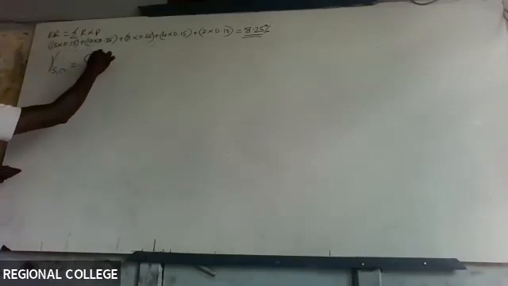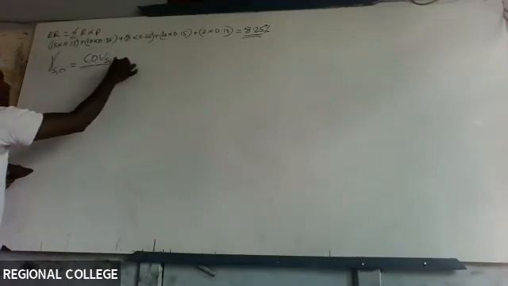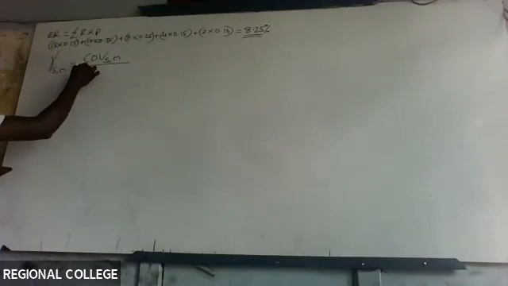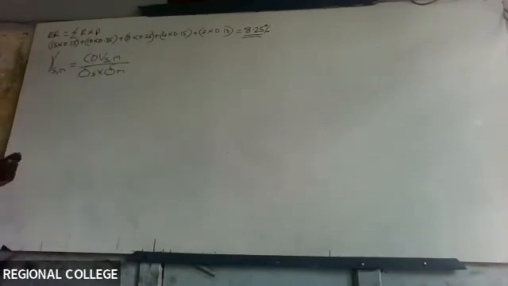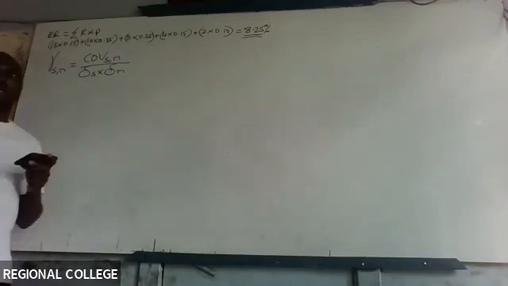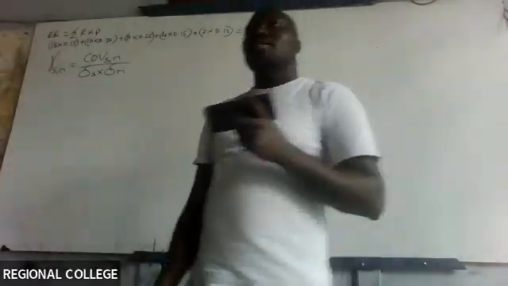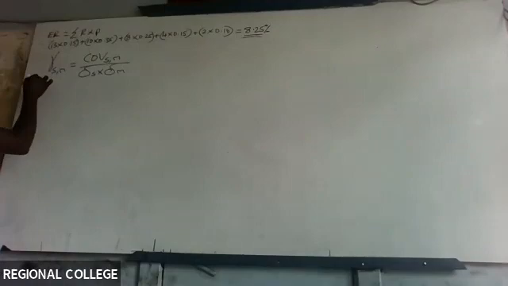So covariance between the security and the market divided by standard deviation of S times standard deviation of the market. And how do you get this covariance of SM?